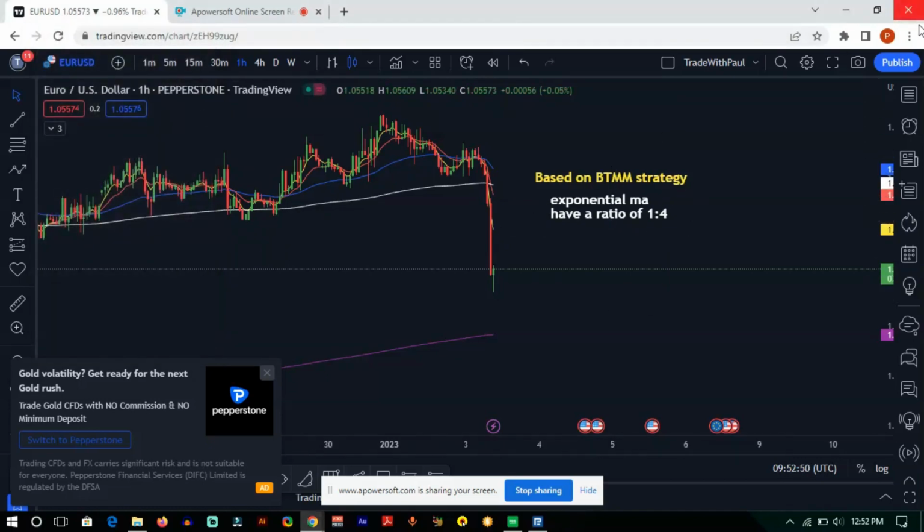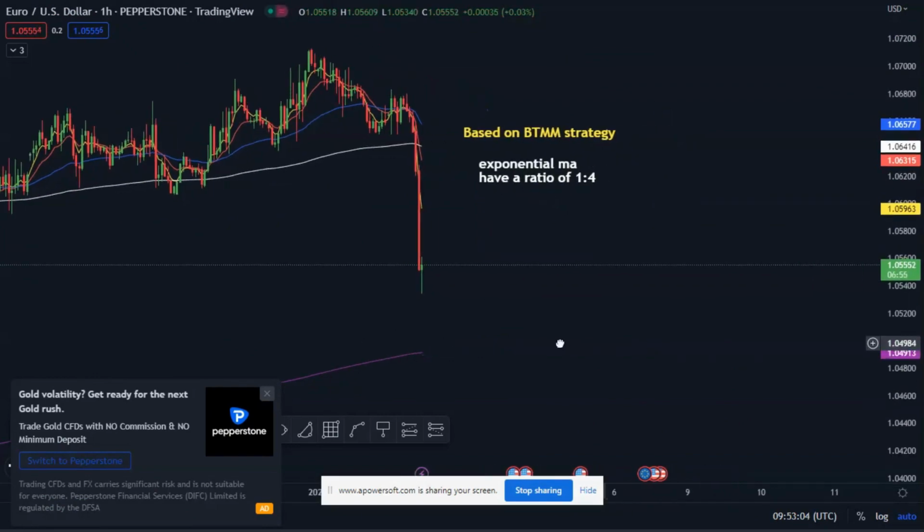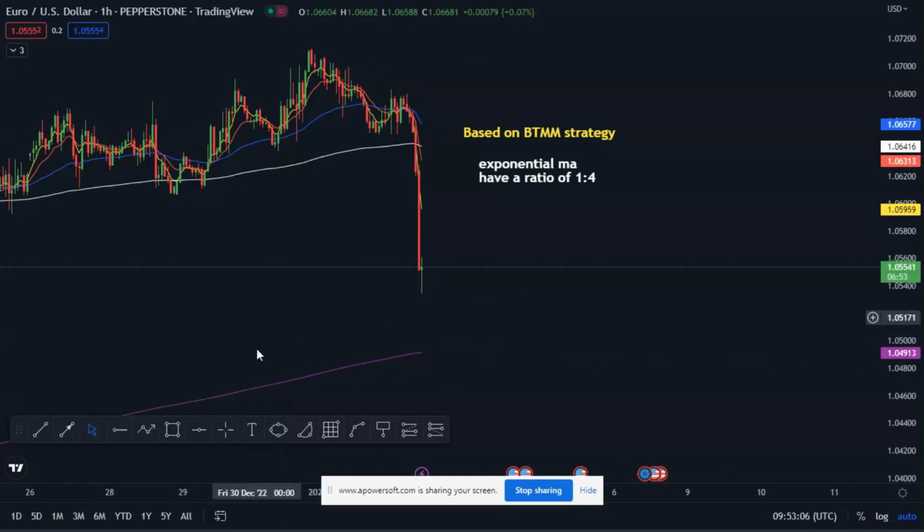So there is something common, and we also have trading sessions. There's a reason for that. At least we're looking at the similarities. They're all exponential. They have a ratio of 1 to 4. So there is a lot. But now let me give you a trick about moving averages.